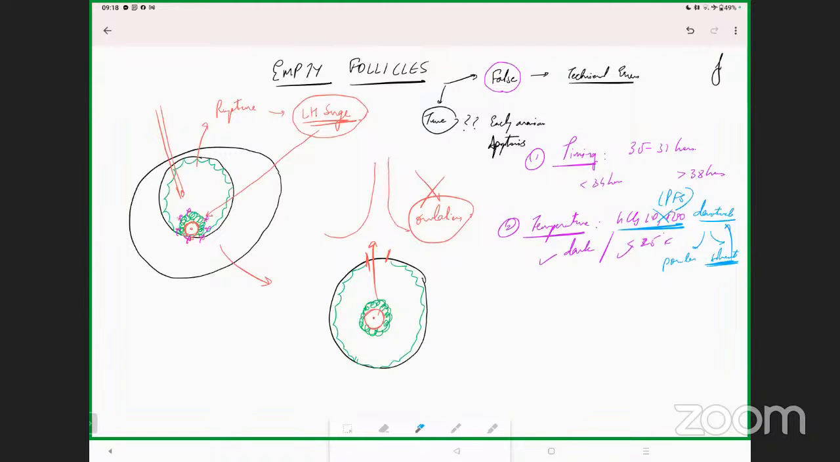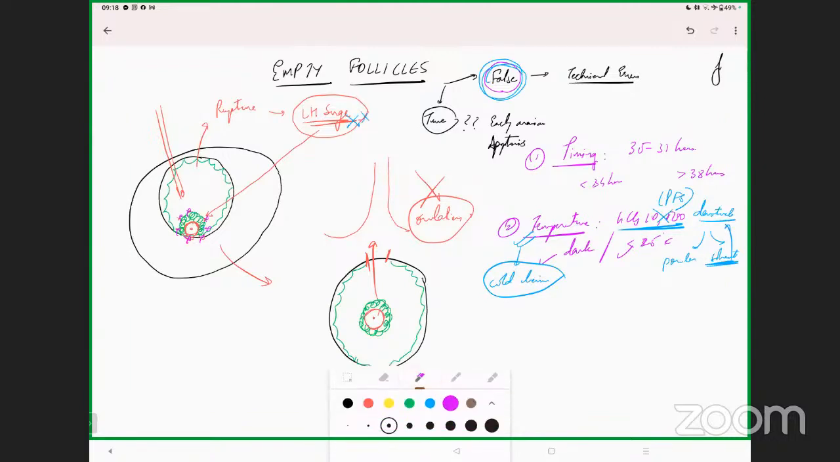So if the cold chain of HCG is not maintained, then also you can have a false empty follicle syndrome because the LH surge will not occur very properly. That is the second thing which you have to keep in mind.